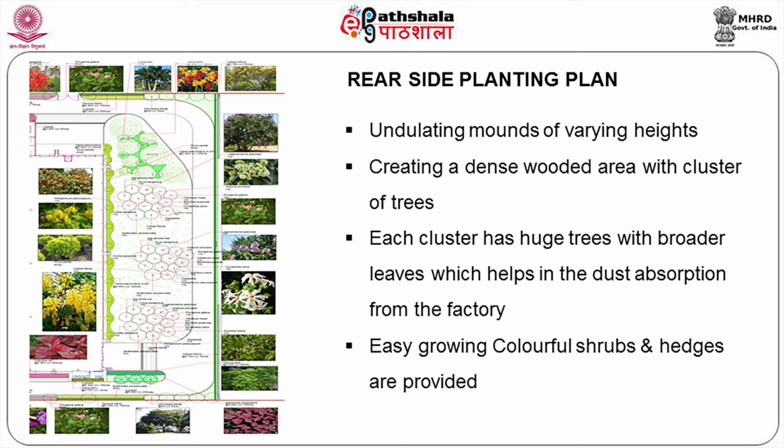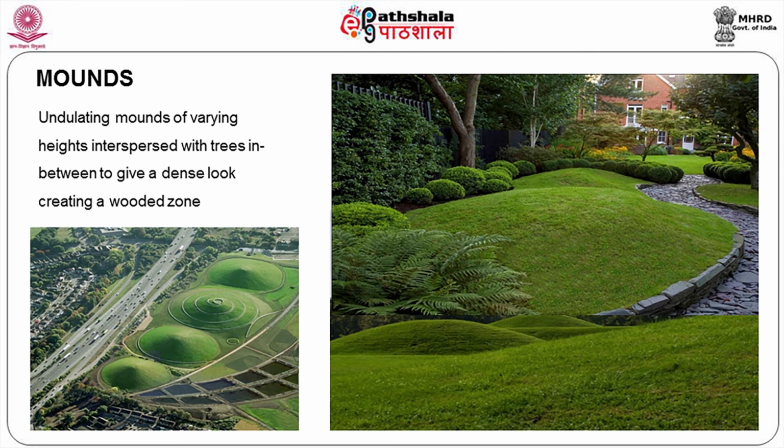On the rear side of the planting plan, we have created an undulating lawn, creating a dense wooded area with clusters of trees for biodiversity. In each cluster, a huge tree with broad leaves, then smaller leaves. Different leaf shapes are used so that you have a totally different character in that area. These are examples of how the mound can be created with the walkway.